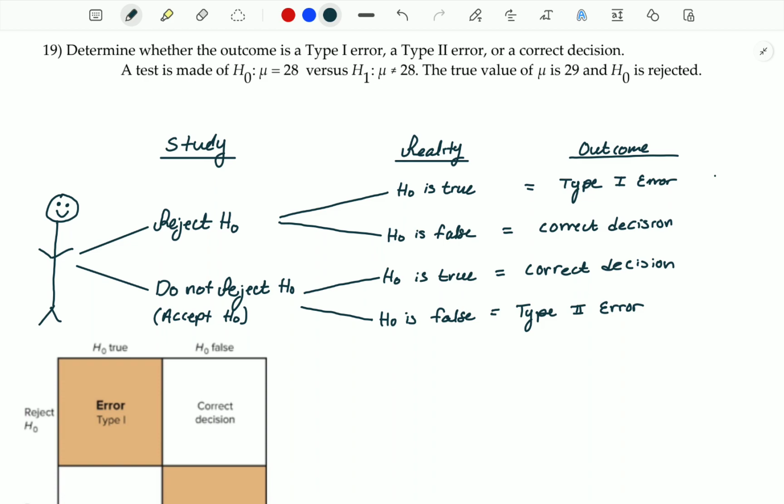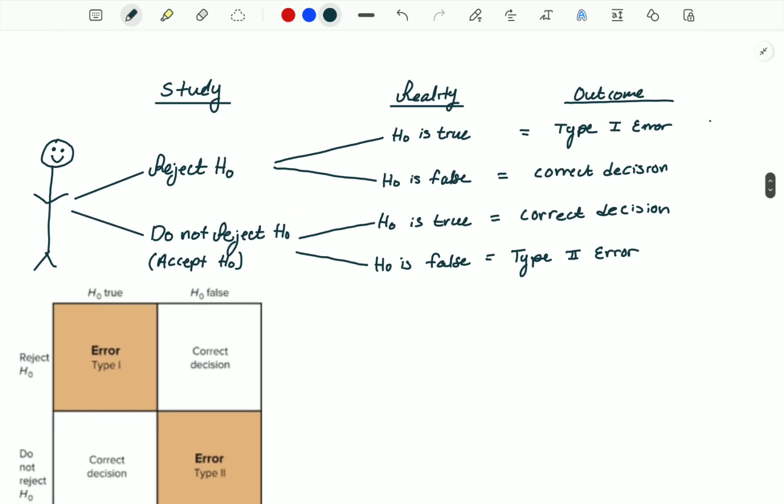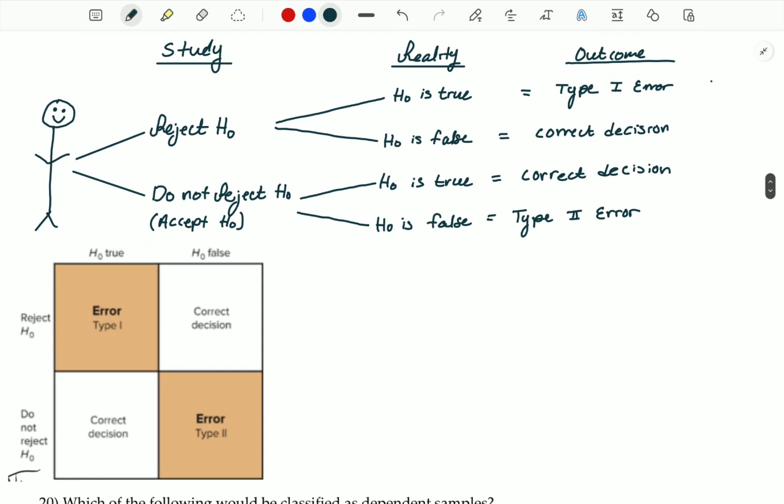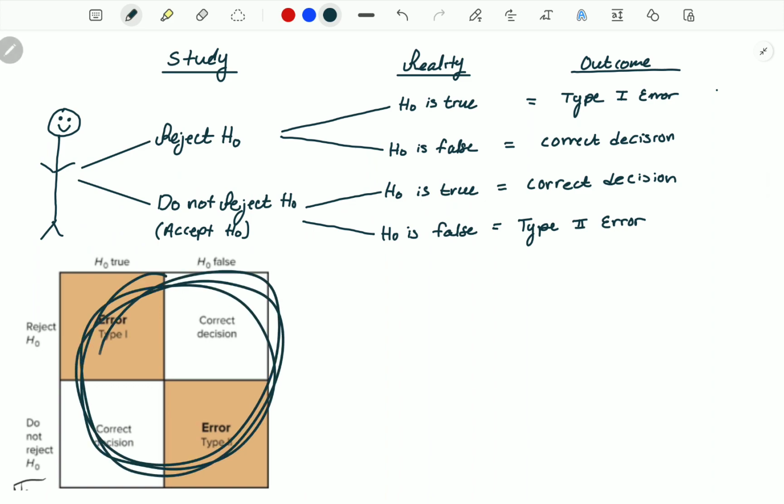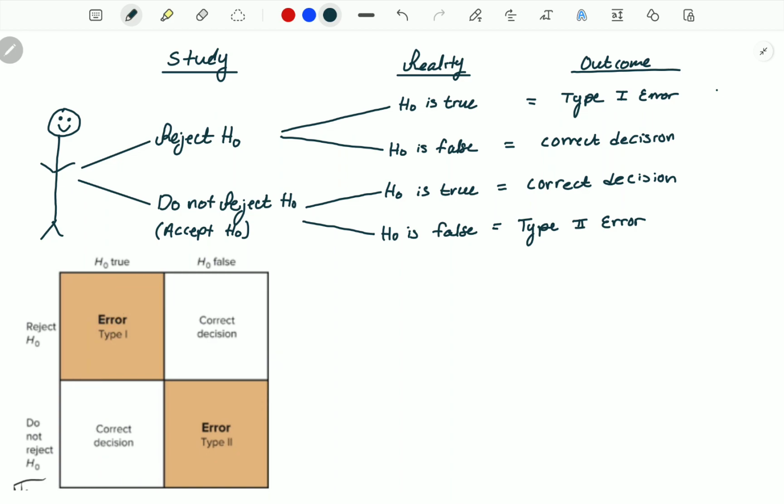Okay, before I get into that, I'm going to display the two diagrams I have here. Now, most of you guys have probably seen this one down here. However, I'm not really a fan of using this table, so I have my own little diagram right here. First thing is first, let's look at what happens in the study. We can either reject the null hypothesis or do not reject the null hypothesis. Some people say accept the null hypothesis.